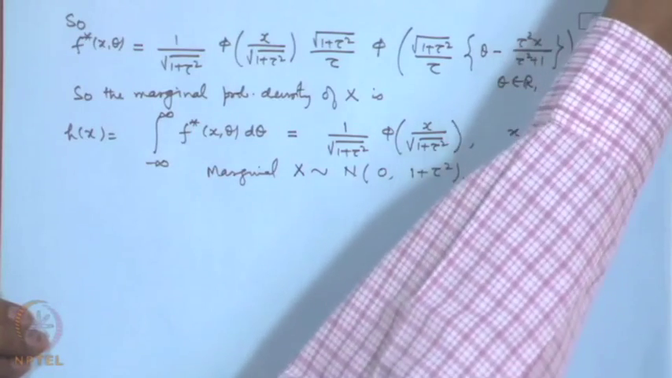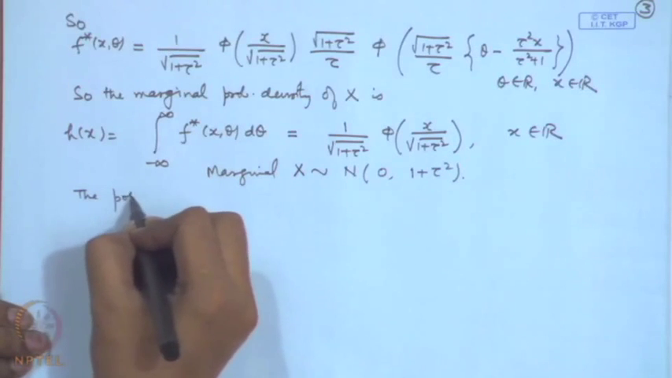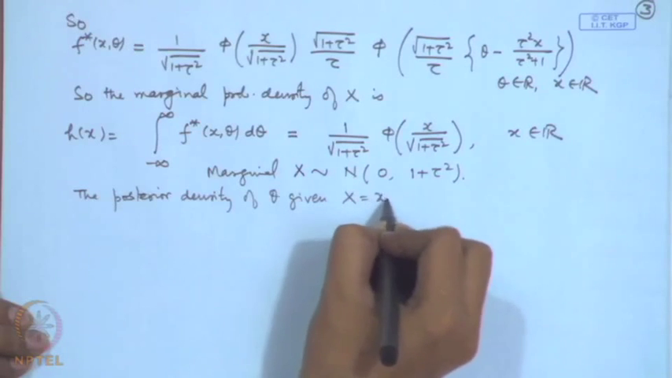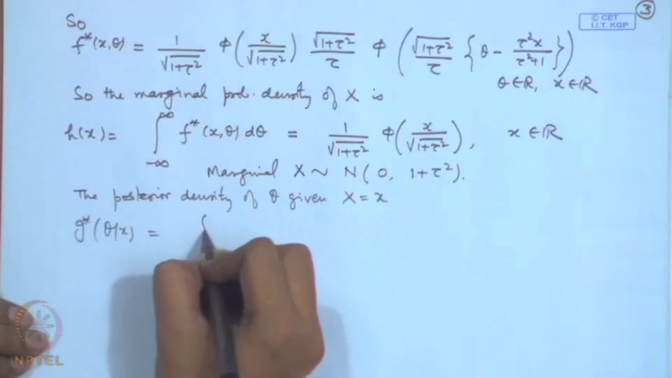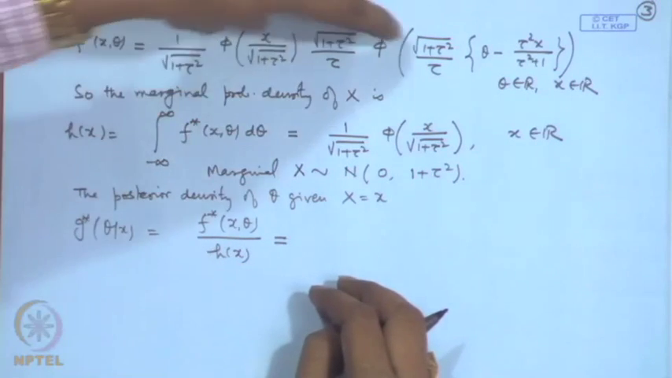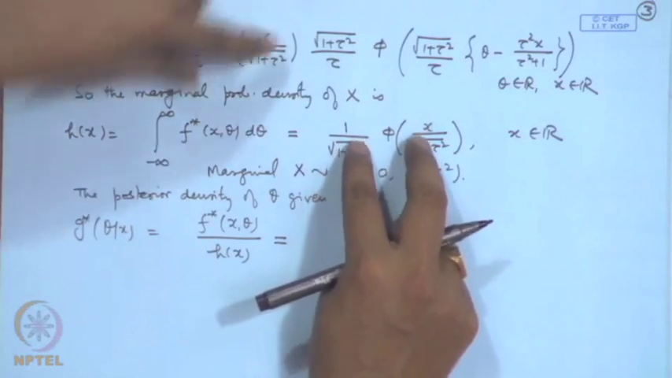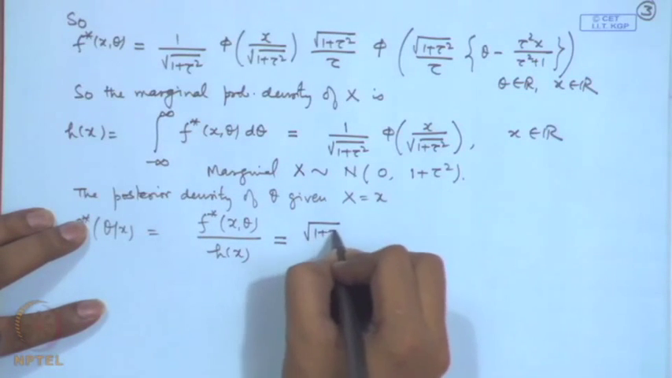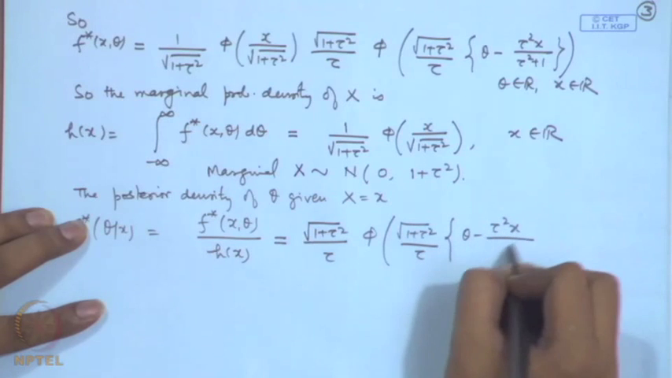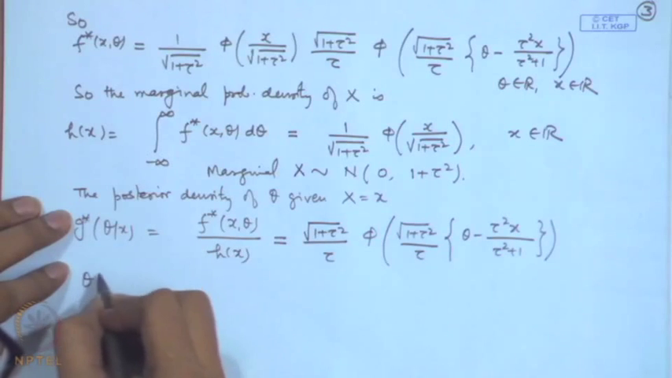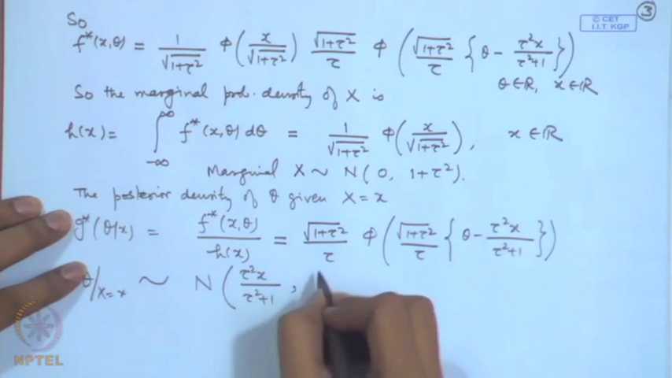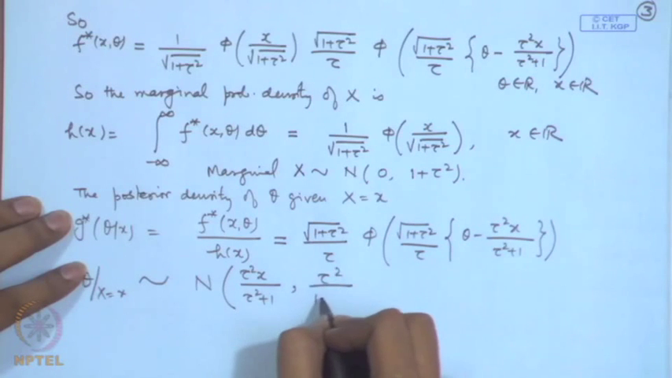Now, if we consider the conditional distribution, that is the posterior density of theta given x, let me use the notation g star (theta given x), that is f star (x, theta) divided by h(x). If we consider this term divided by this, then you can see easily the density part cancels out and we are left with the remaining density, which is again a normal density. So, theta given x follows a normal distribution with mean tau square x by tau square plus 1 and the variance is tau square by tau square plus 1.